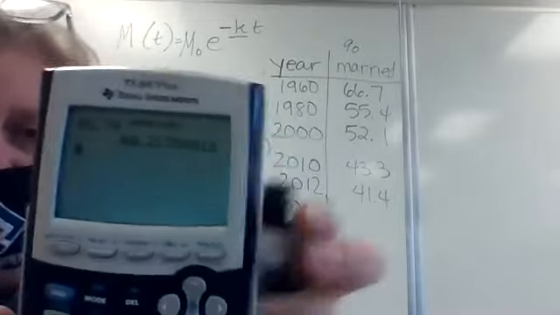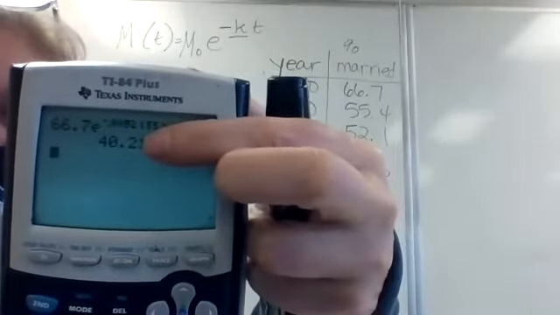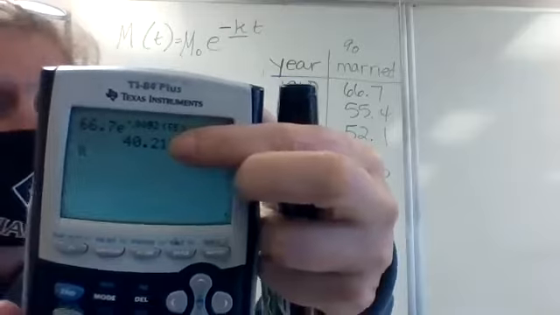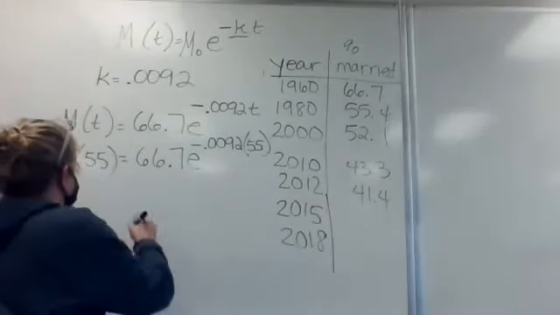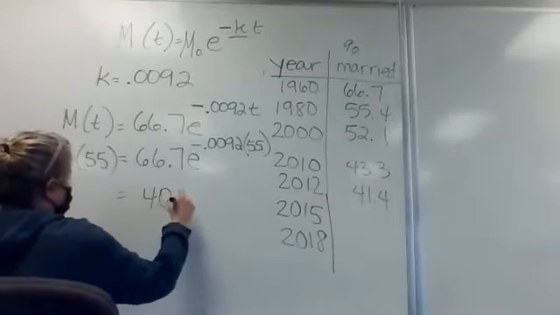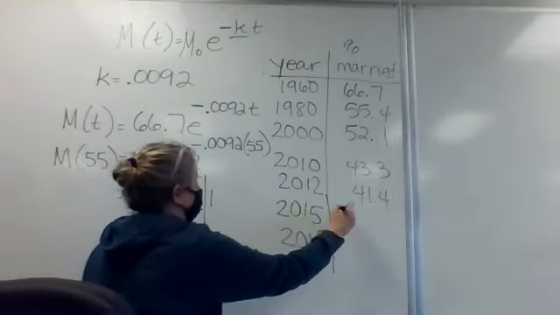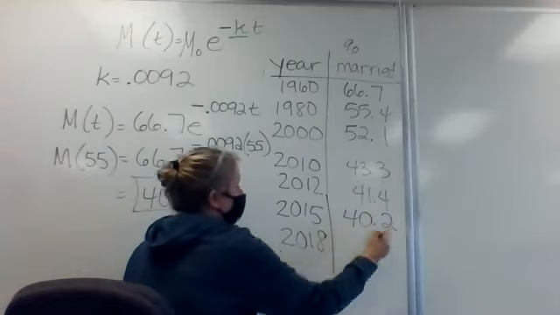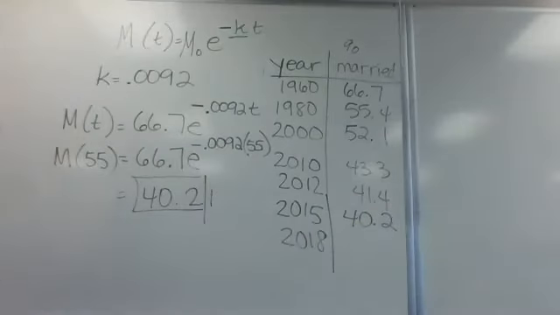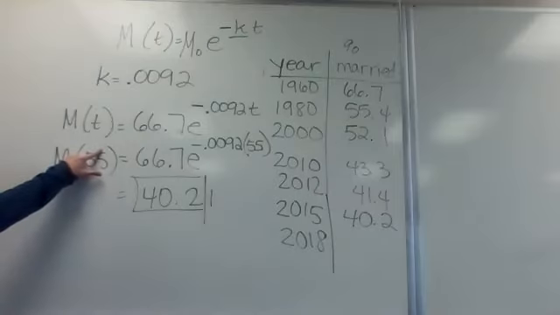Rounding to 1 decimal place. So since it's 40.21, that just means in 2015, it'll be 40.2. For 2018, what is this going to change to? It'll just be 58.